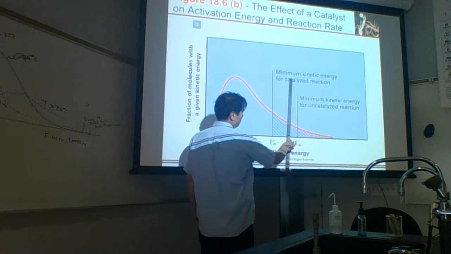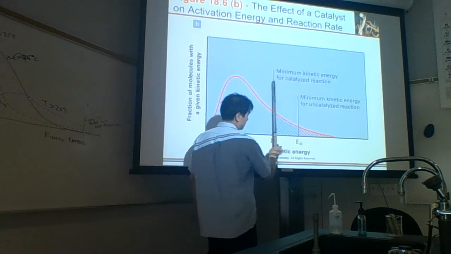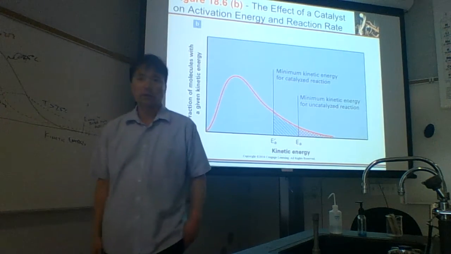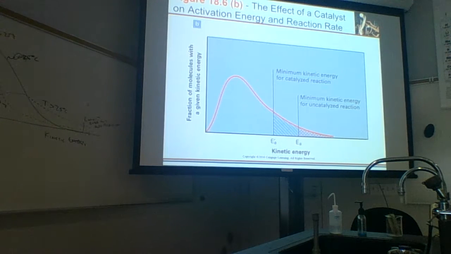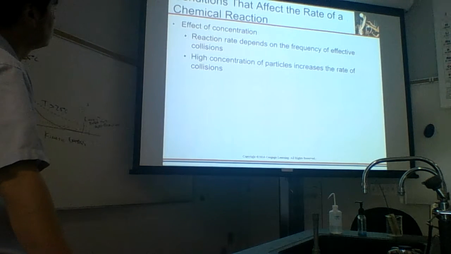All of them provide an alternate mechanism, an alternate pathway that costs less energy. It might be longer, but it costs less energy. And since it costs less energy, it's going to be faster. The long way is faster. Or it might be shorter. It depends on the mechanism itself.